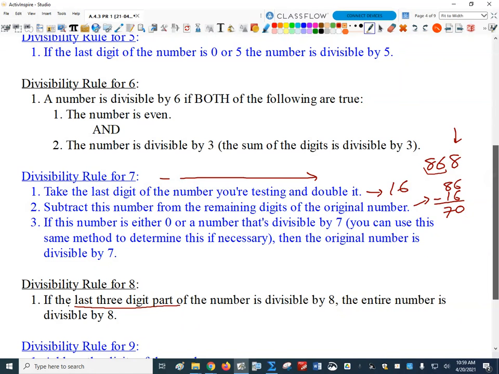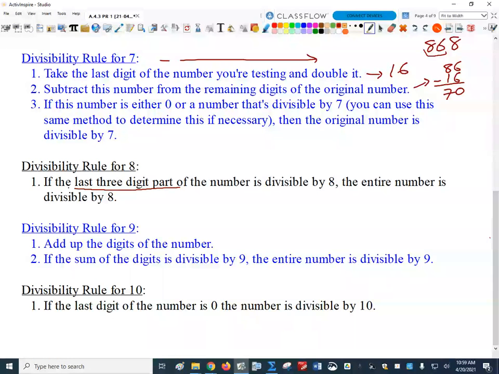Same thing works with 9, for example. I could have some enormous number. If I add the digits of that number up and I get a really big number because there's a lot of digits, I could do it again. Take that number and add those digits up until I get a number that's small enough that I know if 9 divides into it. Okay? All right, but I'm probably spending too much time on that.